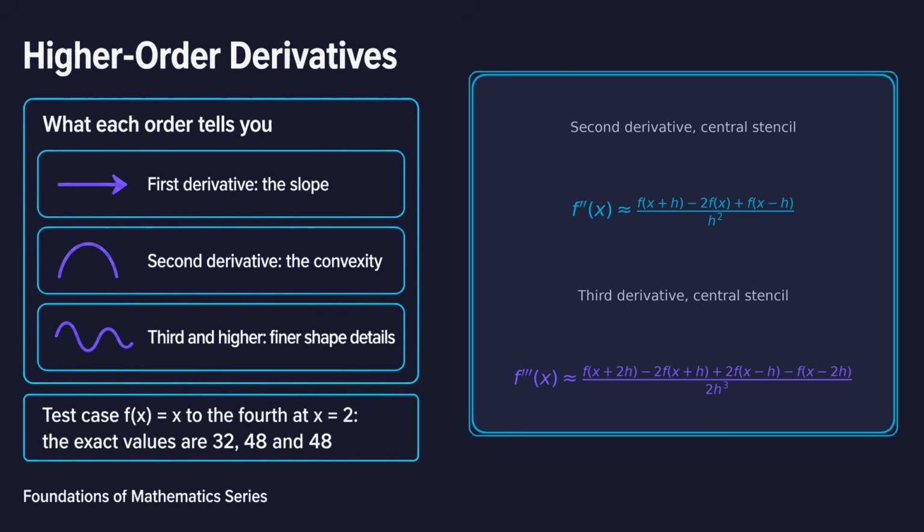A clean way to test any such stencil is a function whose derivatives you know exactly. For f of x equals x to the fourth at x equals 2, the exact first, second, and third derivatives are 32, 48, and 48. So any implementation error shows up immediately as a mismatch against those three numbers.